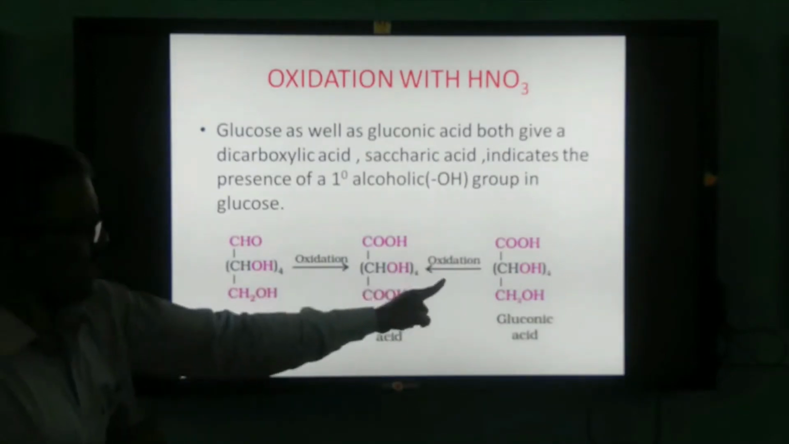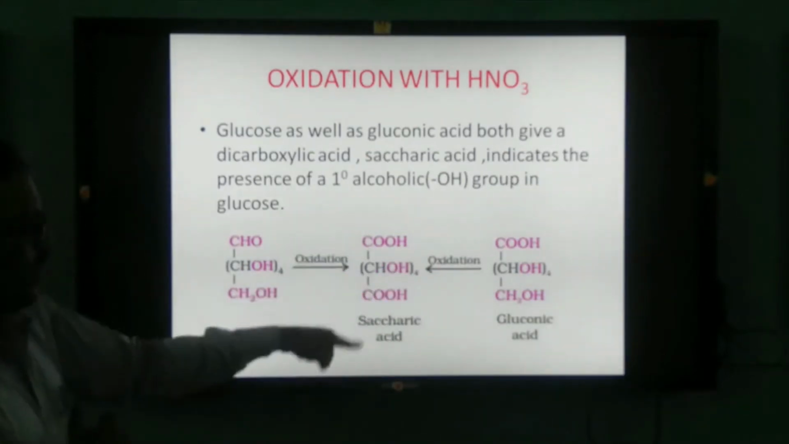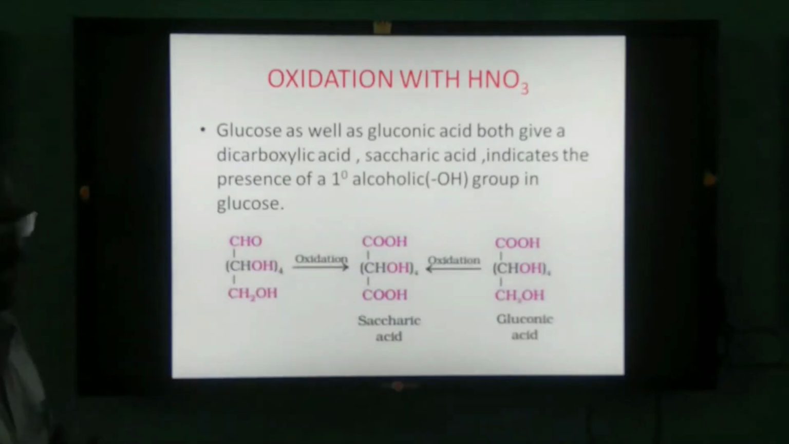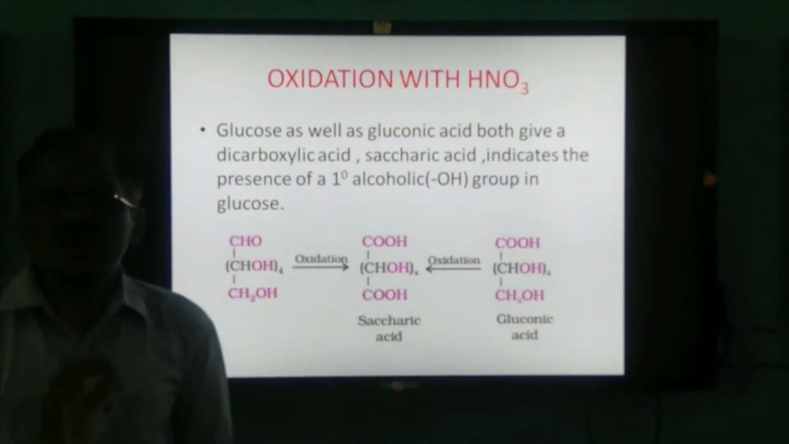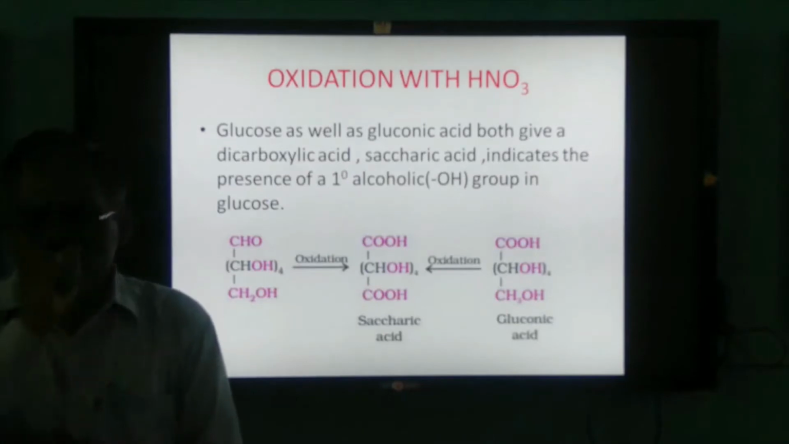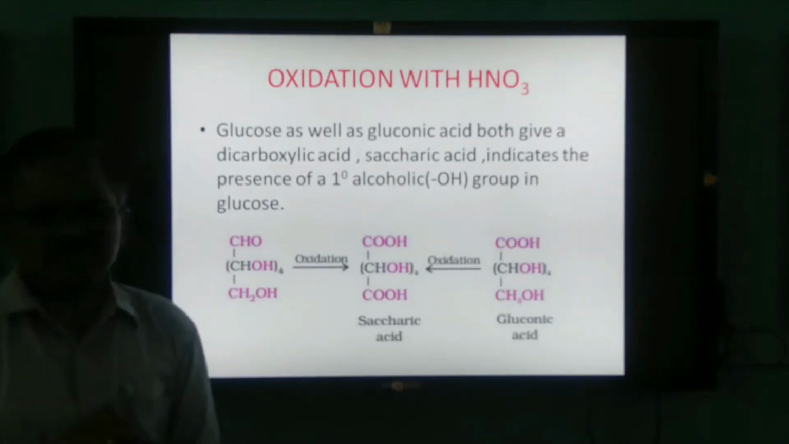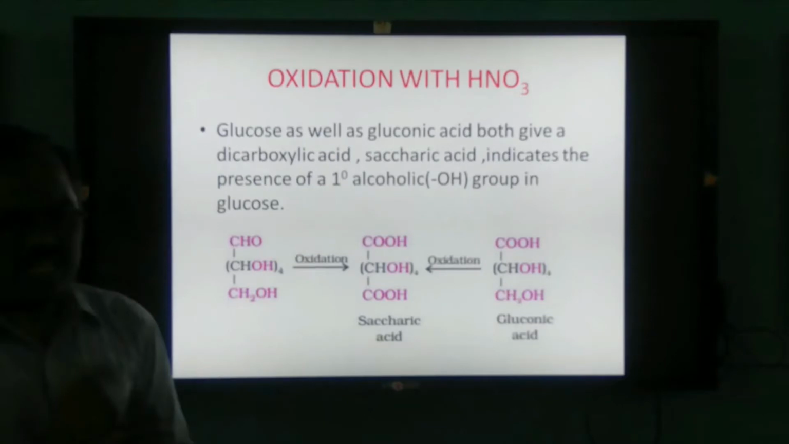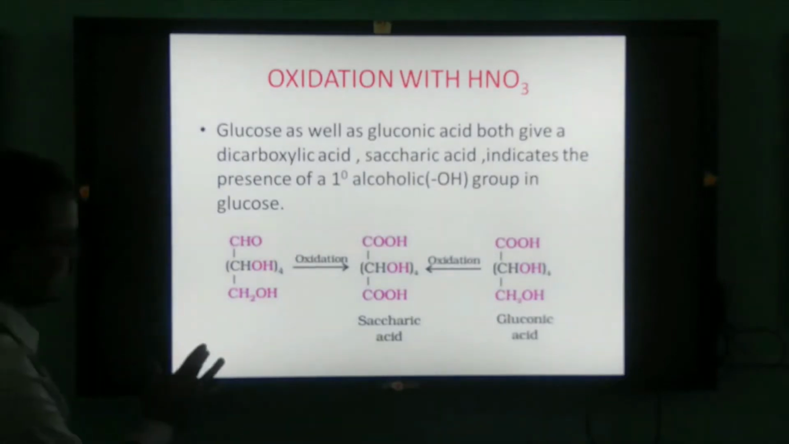On oxidation with HNO3, the first and last carbons are converted into COOH. That is called saccharic acid. It is a dicarboxylic acid. It is another evidence for the structure of glucose.